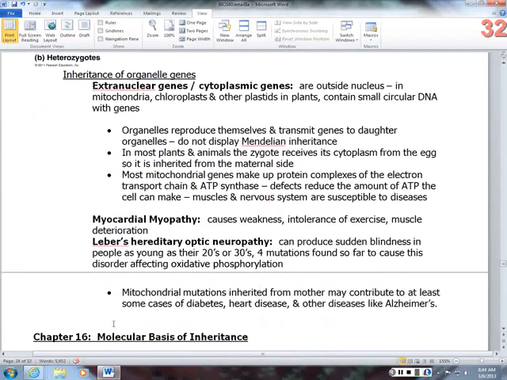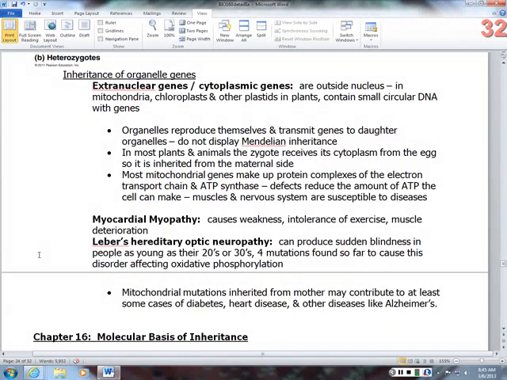So with these genes in there, defects reduce the amount of ATP the cell can make, and so the muscular system and nervous system are susceptible to disease in there. When I was reading on this, with the mitochondrial mutations in there, they figure it will contribute to at least some cases of diabetes because of it affecting the metabolism, heart disease, which a lot of heart disease is related to dietary issues and the metabolism, and then Alzheimer's in there.